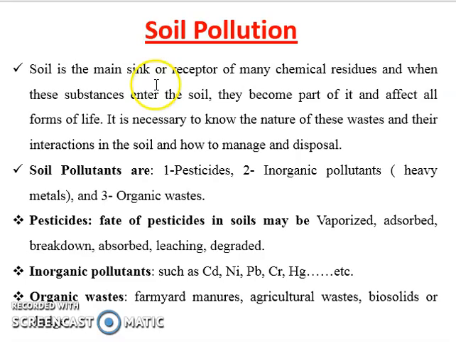Why is soil pollution important? Because the soil is a source of our food. The soil provides elements to the plant. If the soil is contaminated, the plant will absorb this contaminant and accumulate it in its body, and then it will be transferred to the human. So soil health and pollution have a direct impact on human health.